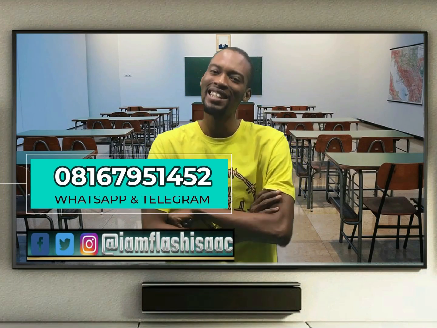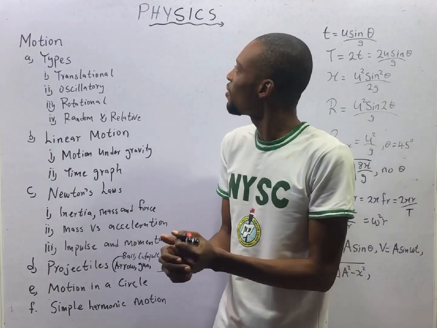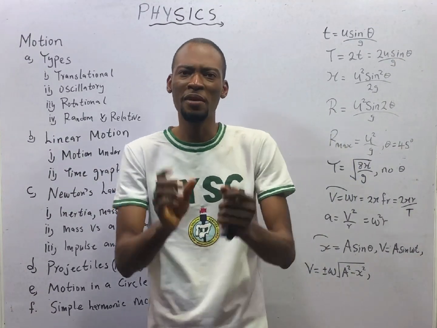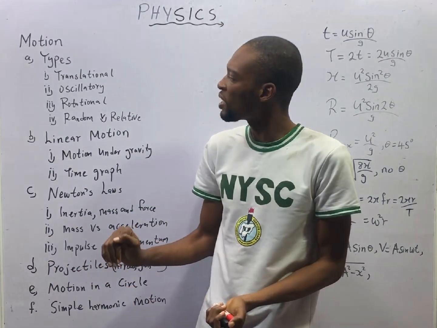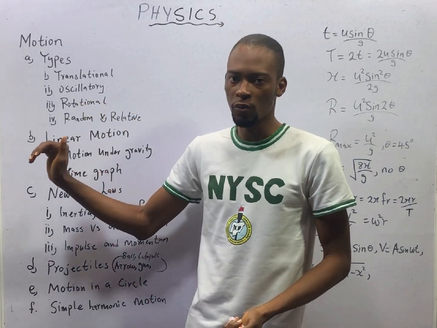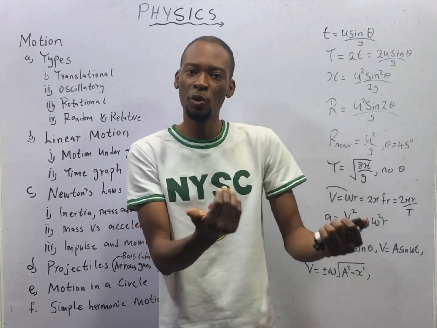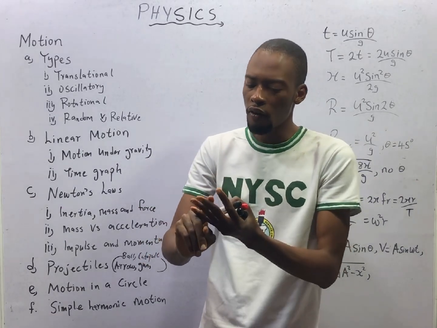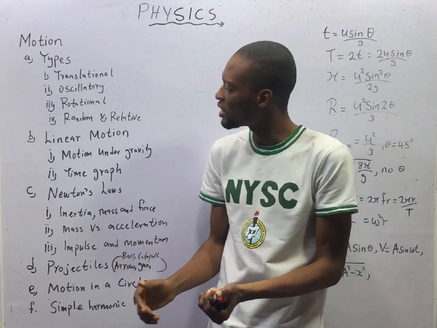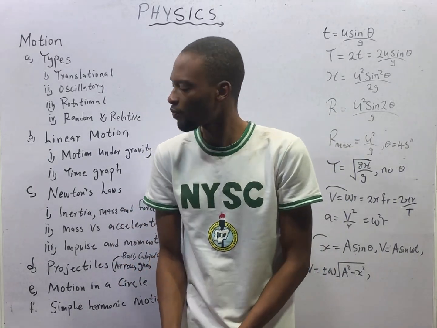Ladies and gentlemen, it is time to take off. This is episode number 15 of the 120 Days to Jamb Physics with Flash Isaac. In this episode, we shall be looking at the topic motion, excluding calculations under linear motion, because in episodes 2, 3, 4, and 5 we dealt with a lot of calculations under linear motion.